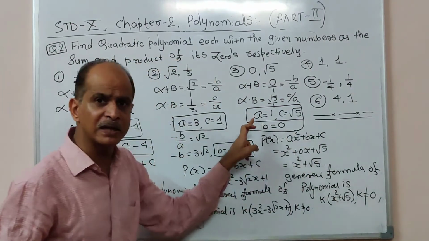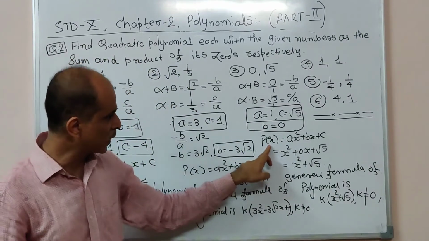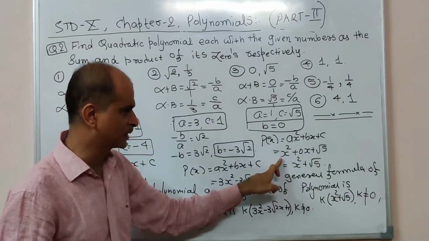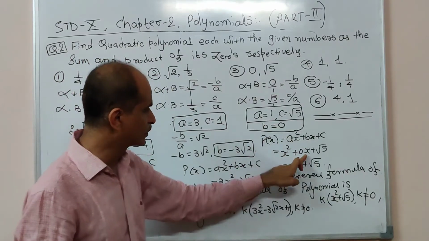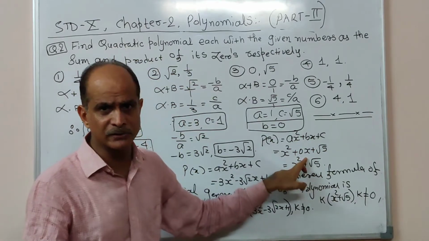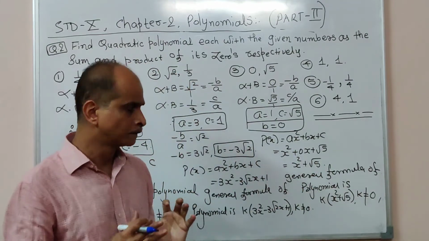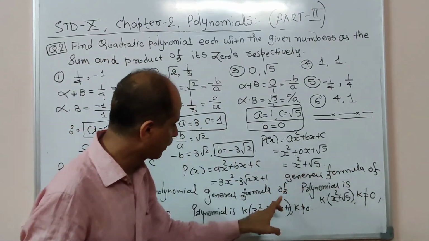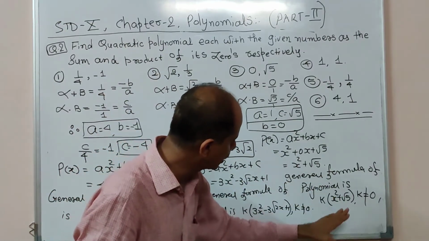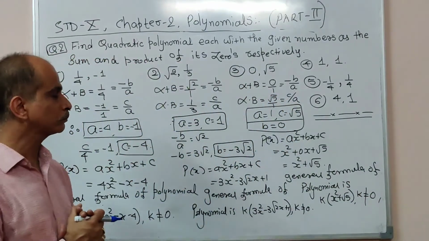Now put the value of a, b and c in the general formula. So what is your px? Ax square plus bx plus c. Put the value. A means 1, so 1x square means x square. B means 0, it becomes 0x, plus c means under root 5. There is no need to write 0x because its value is 0. So the px is x square plus under root 5. So the general formula of the polynomial is k times x square plus under root 5, where k is not equal to 0.